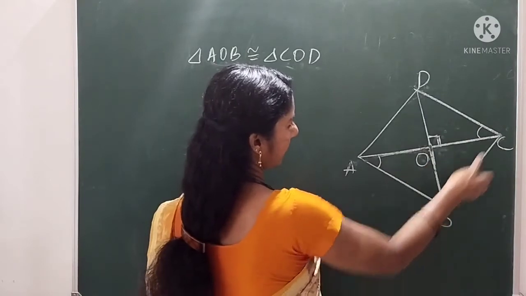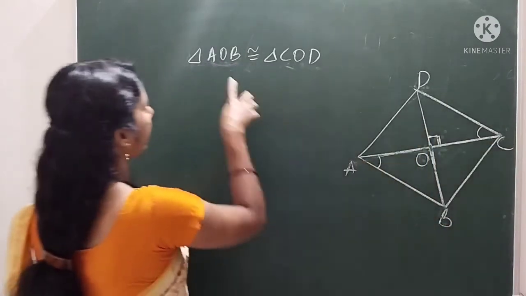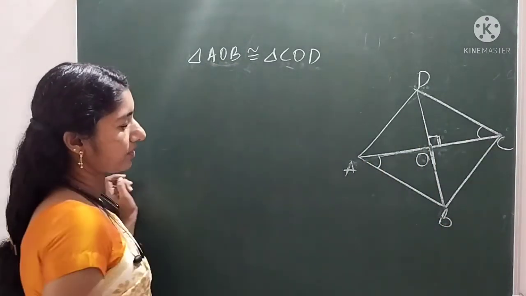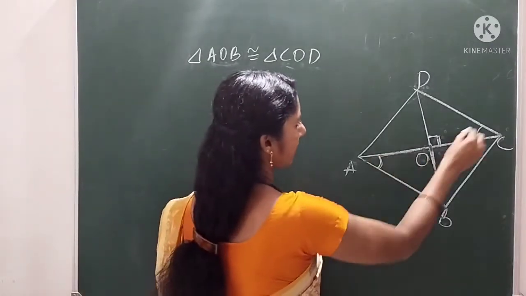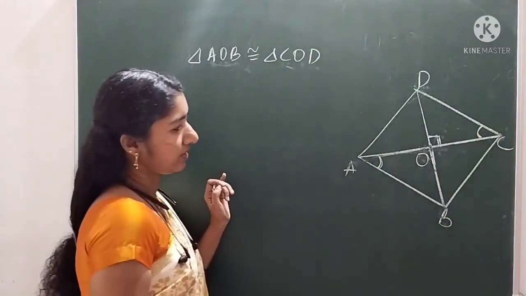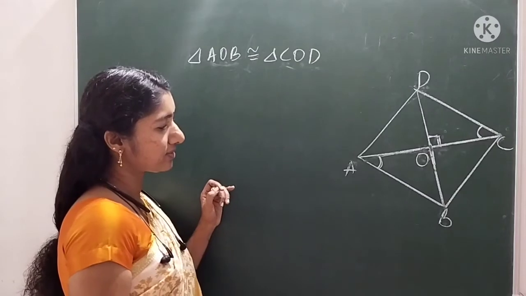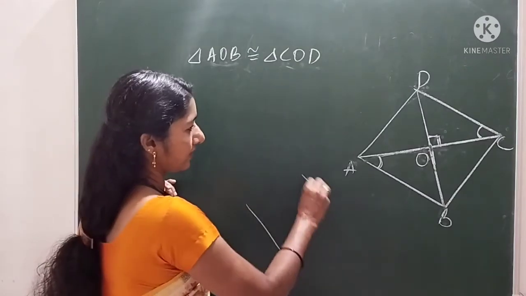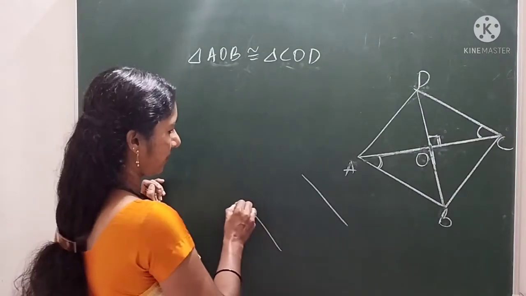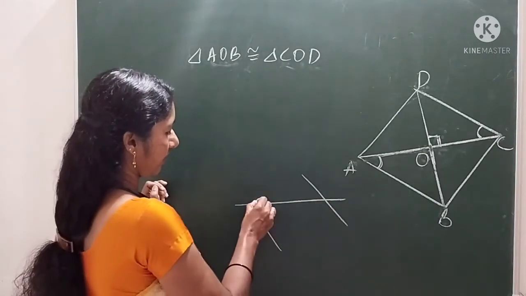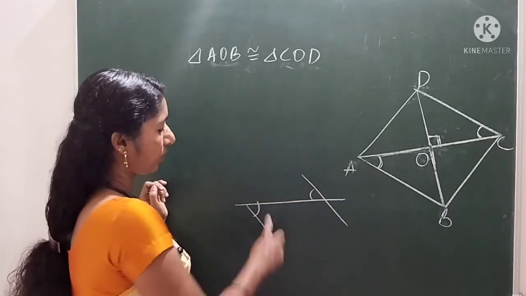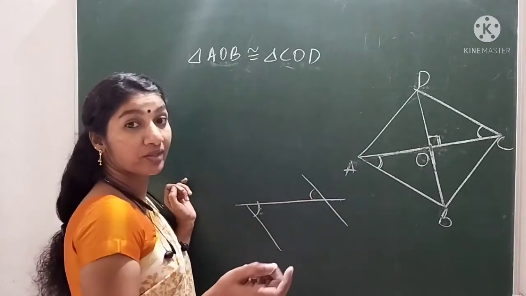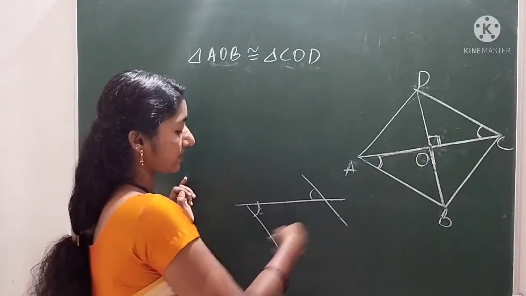See, AOB and COD. Angle A equals angle C. Now see, these two angles we got, they are equal. So these are two line segments AB and CD cut by a transversal. We are getting these two angles equal, so we can say that the two line segments are parallel.